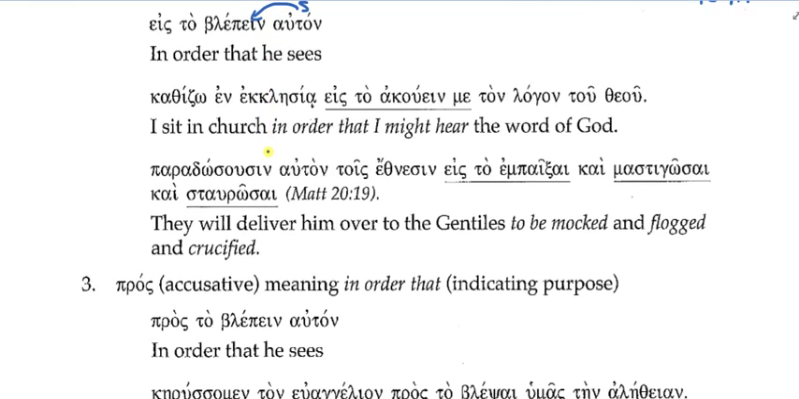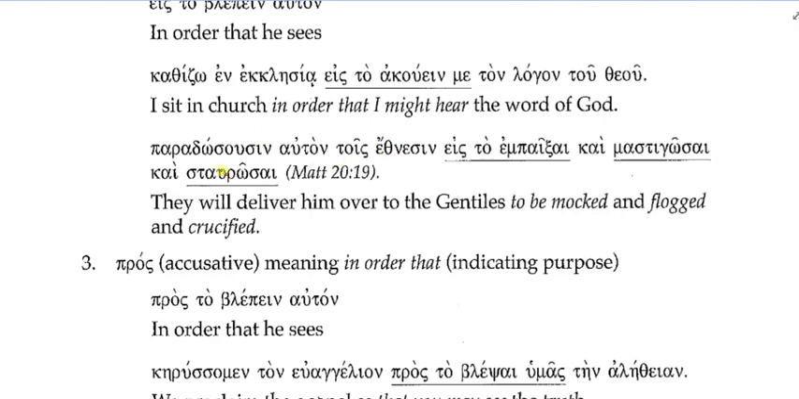Let's look at the Matthew chapter 20, verse 19 example. Paradosusin auton tois ethnesin. They will betray or deliver him to the Gentiles. And then eis to plus infinitive, in order to empaixai, in order to mock, kai mastigosai, in order to flog, and kai staurosai, in order to crucify. And you'll notice the object is missing.